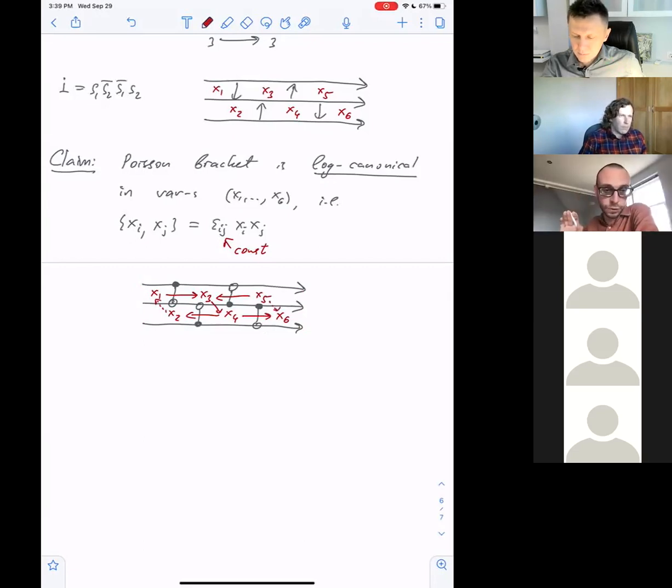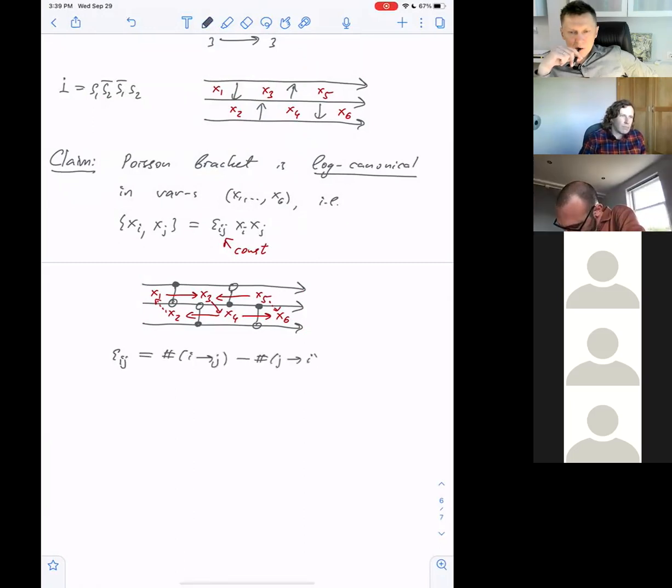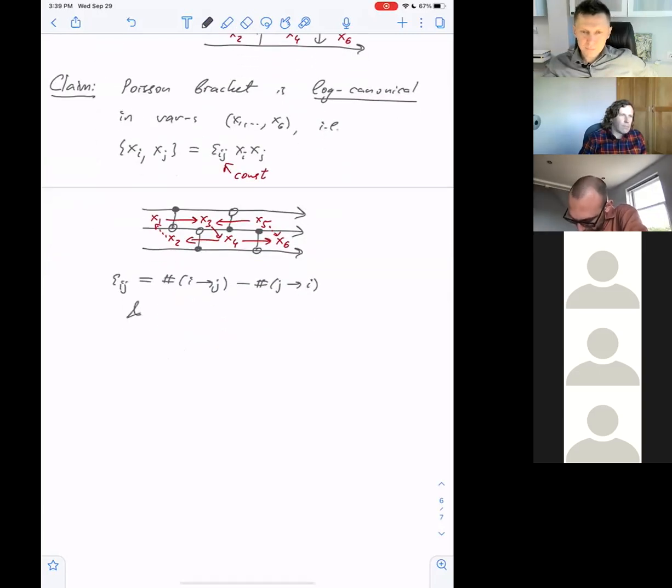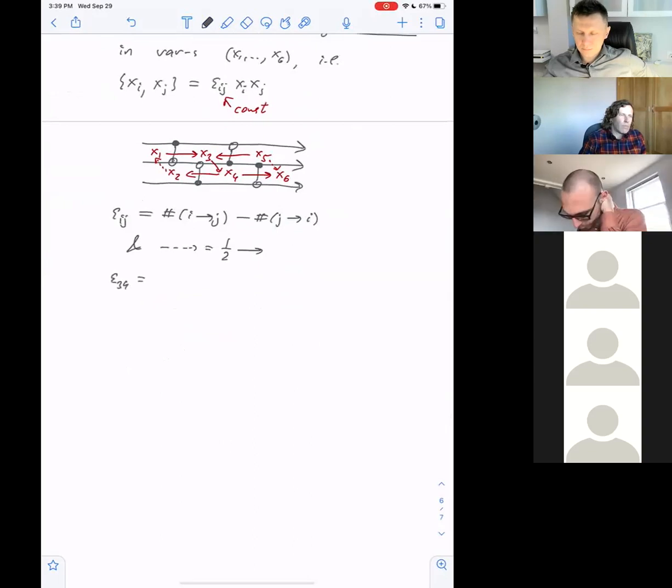And I'll explain what these dashed arrows mean. So then the rule is simple. Epsilon ij is just the number of arrows from i to j minus the number of arrows from j to i. And a dashed arrow is just 1/2, this is just the notation for 1/2 of the solid arrow. So in other words, epsilon 3,4 is equal to 1. Therefore, the Poisson bracket of x3 and x4 is just x3 x4.